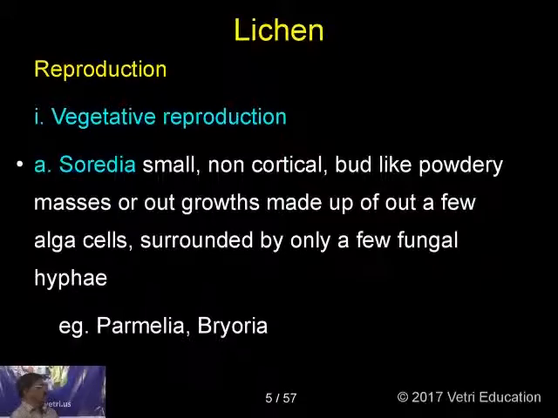Next, another type is called the soredia. These are small, non-cortical, bud-like, powdery masses or outgrowths made up of a few algal cells surrounded by only a few fungal cells. So a little amount of algae surrounded by fungi forms small powdery structures found on the thallus. They are called soredia. Example: Parmelia and Bryophyta.